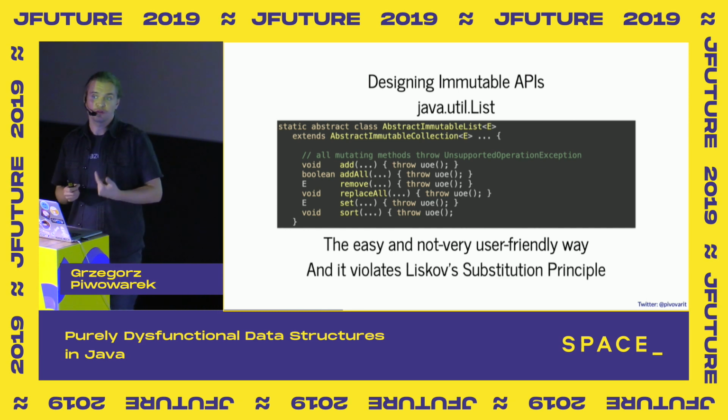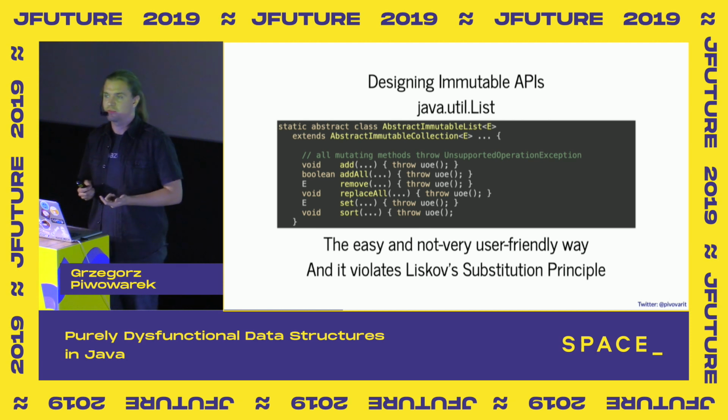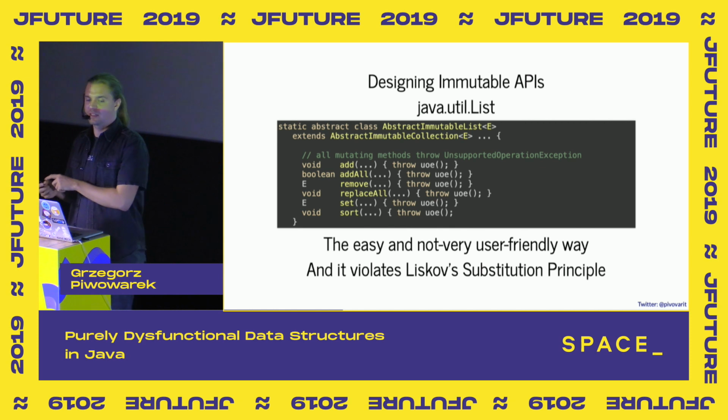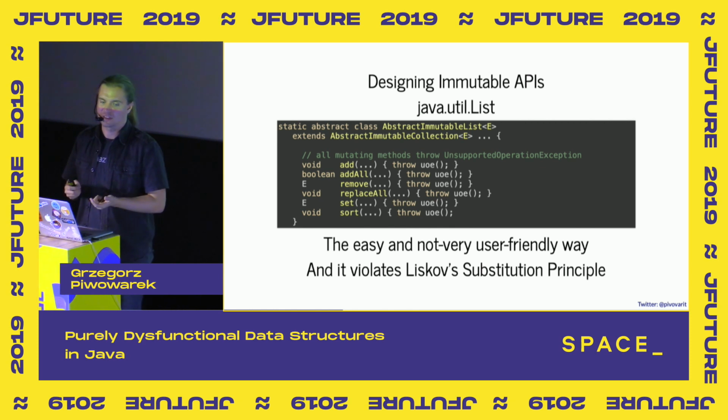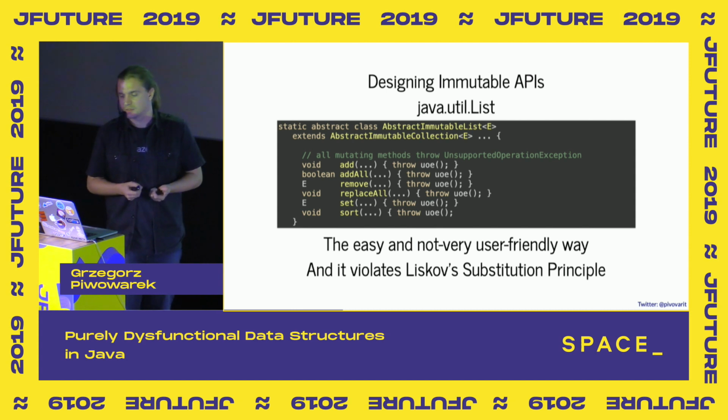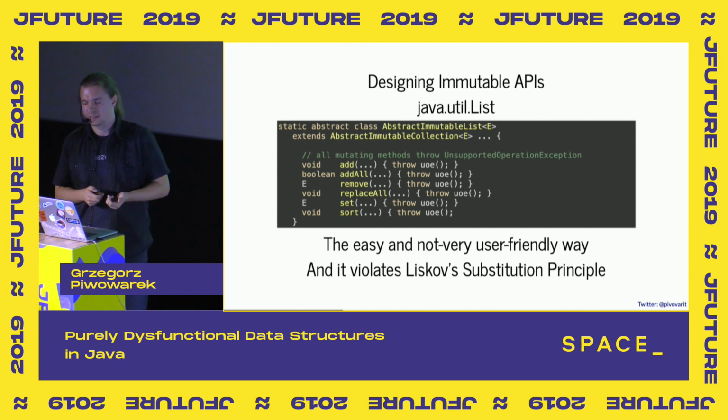Because new consumers of your API now need to be aware that potentially some of those methods can throw exceptions. So you might be tempted to do an instanceof check: if the list that you accepted is an instance of AbstractImmutableList, then get ready to handle the exception. And this is not very handy.